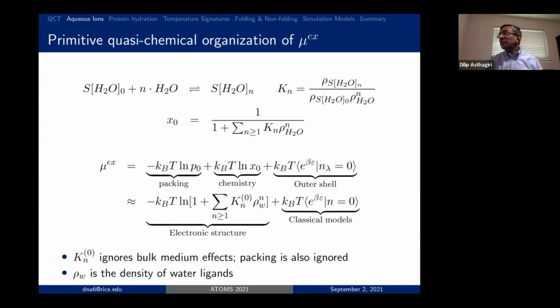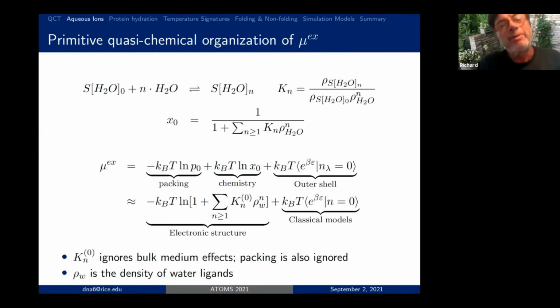Let me mention that the connection with QCT is best described in the appendix of the Sandler and Lee paper, where he derives the expressions for the activity coefficients with an argument that looks like QCT to me.